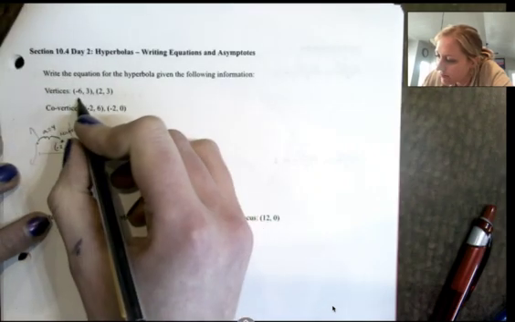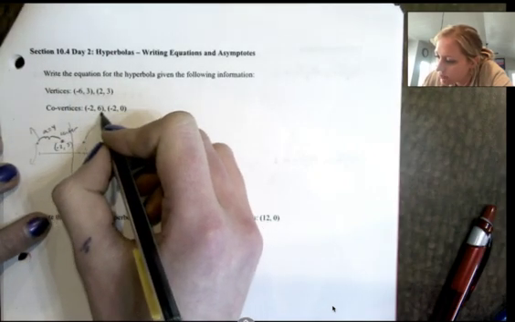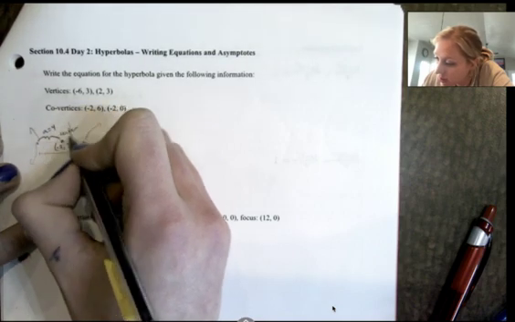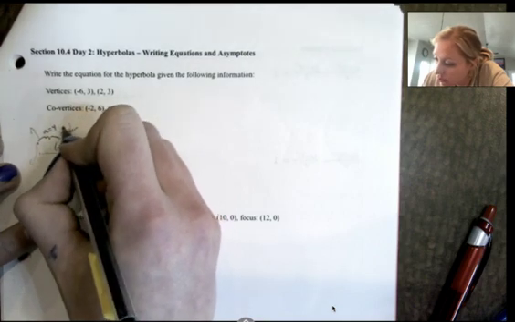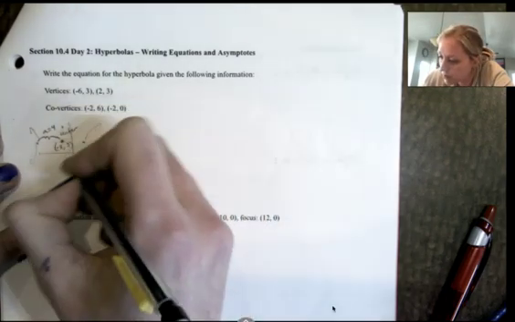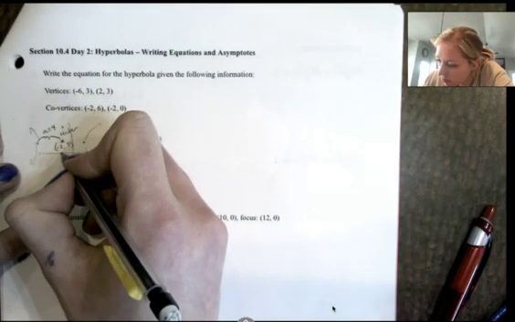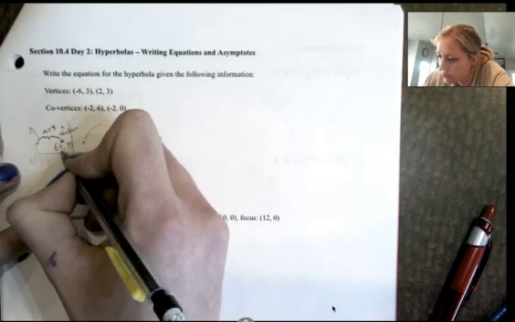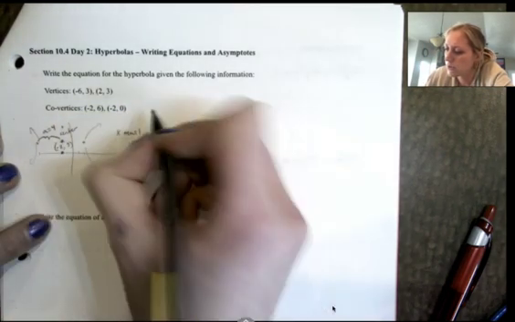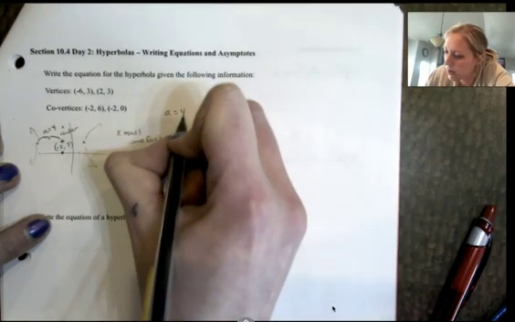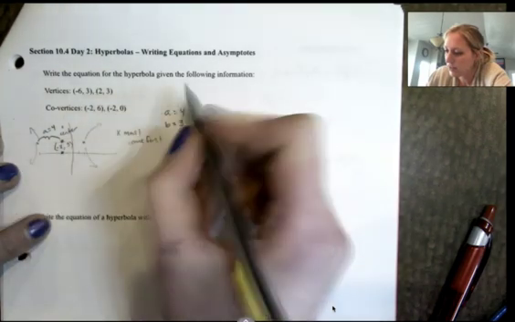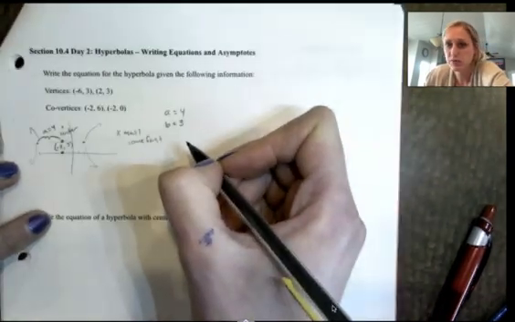B, so we have covertices at -2, 6, so -2 up at 6. There's 3, 4, 5, 6. So that distance there is B. Those are 3 away. Or we could think about -2, 0 is the other one. So that's 3. So we have A is 4, B is 3, and we found the center. Those are the pieces we need to write our equation.